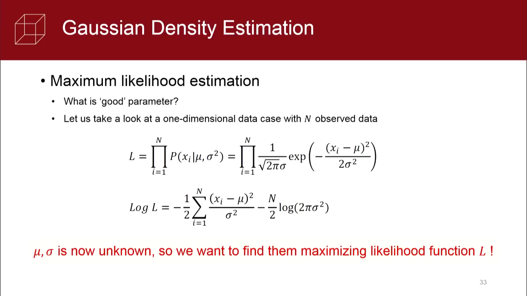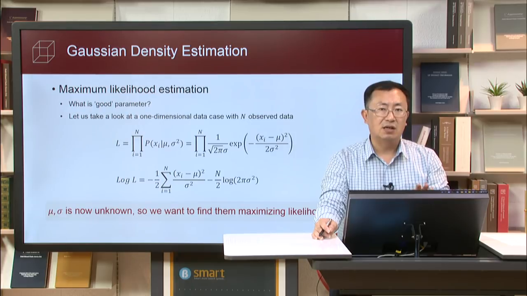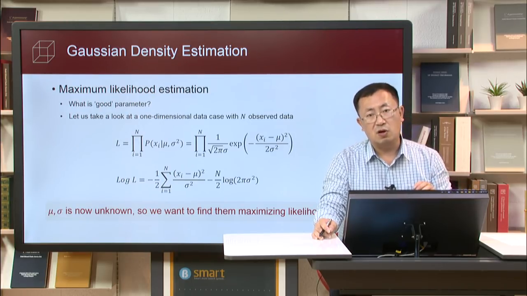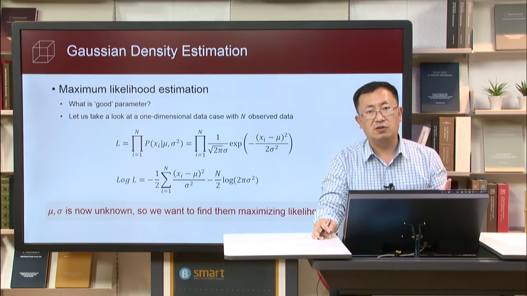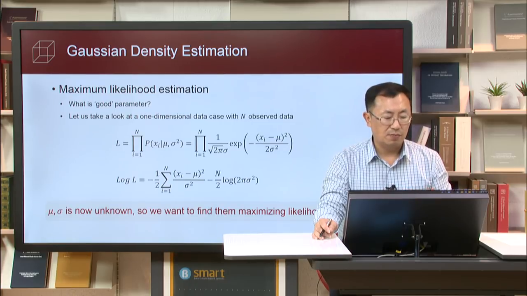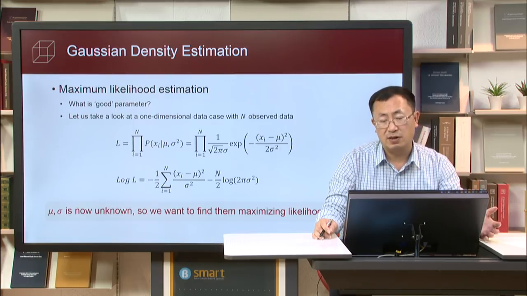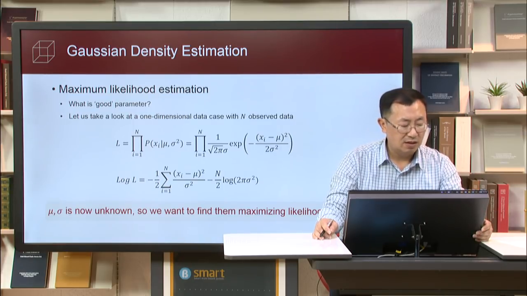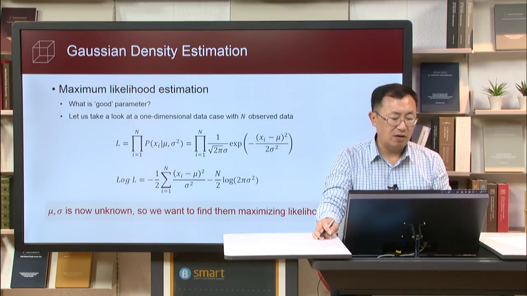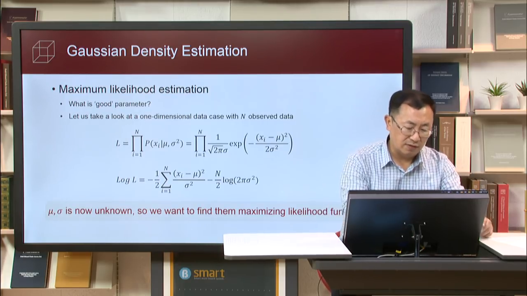So the question is, how are we going to find a good parameter to identify the probability distribution? In order to do so, we need some measure to find the values of the parameters mu and sigma. So let's take a look at the one-dimensional case with n observed data. And we define the likelihood of the parameters mu and sigma square. That is equal to, for example, this one.